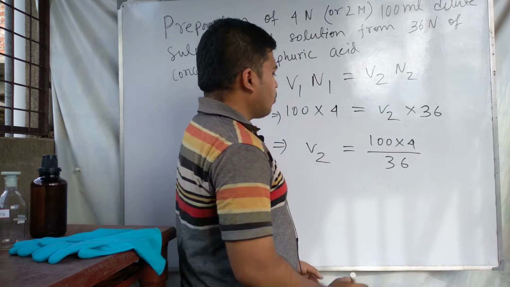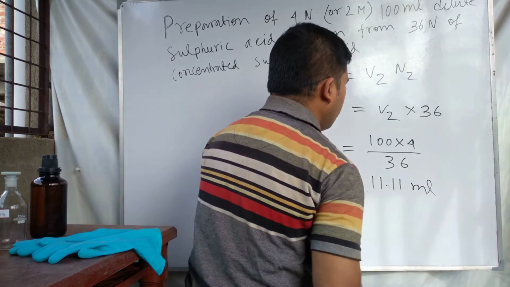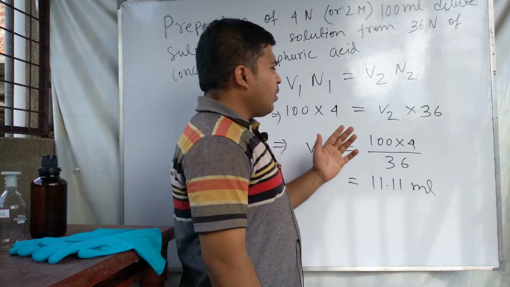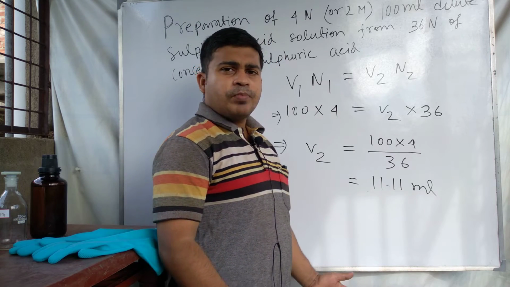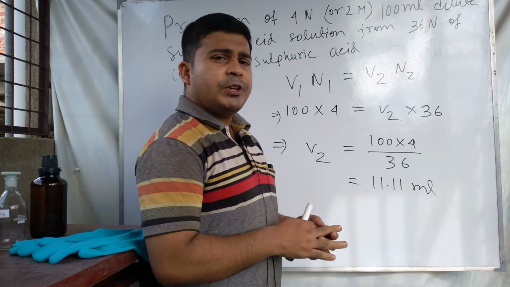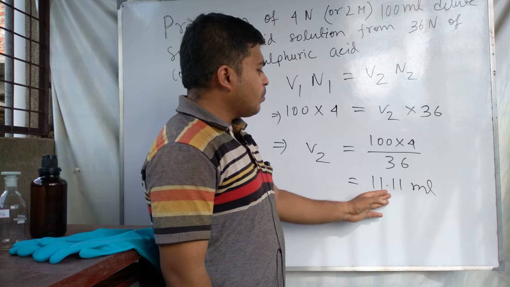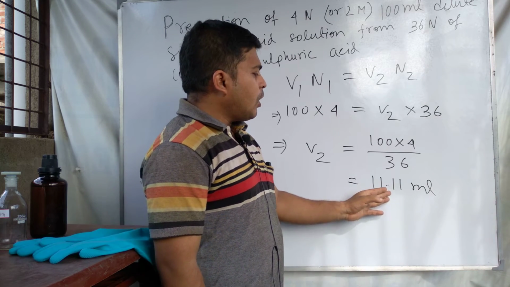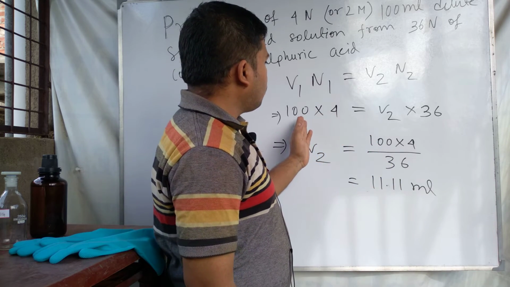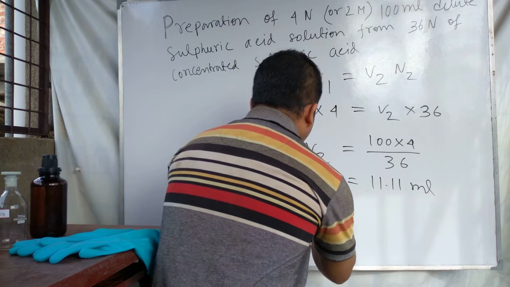So it is coming to 11.11 ml. That means the volume of the concentrated sulfuric acid for making the dilute sulfuric acid solution is 11.11 ml. This volume of concentrated sulfuric acid we need, and the total volume of the solution is 100 ml, so the volume of water, distilled water, should be 100 minus 11.11.